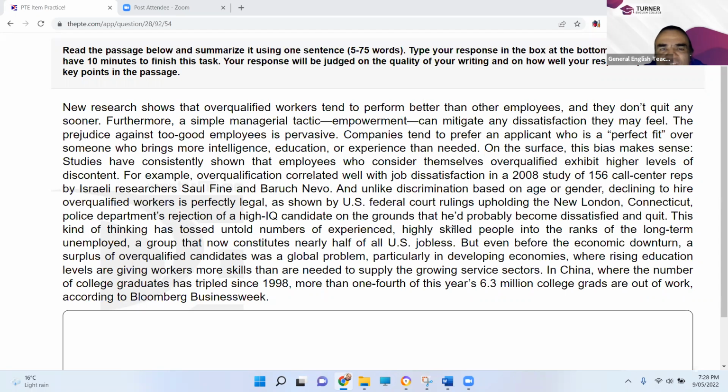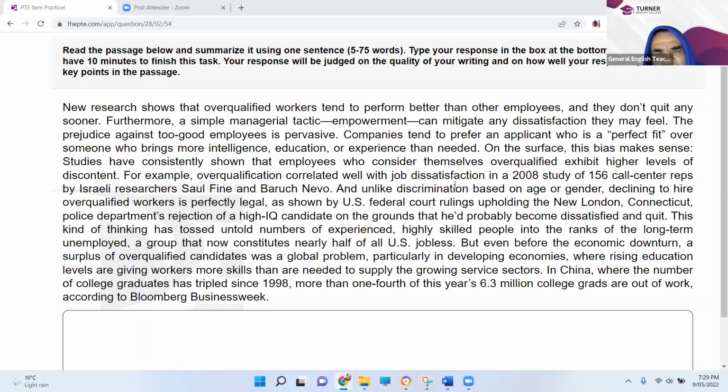It shouldn't be there. The significance of, Simon, the significance of providing managerial tactic, empowerment relates with not only companies, but also with overqualified. Okay, overqualified exhibit. What is exhibit, Simon? It's a verb. Okay. It's another verb, so it shouldn't be there. So with overqualified workers, higher levels and declining. So this declining is okay, decline to higher overqualified.